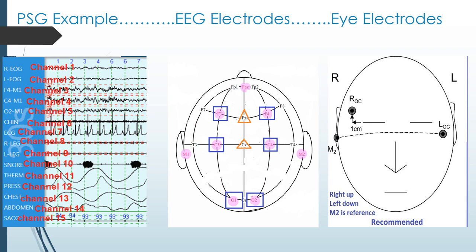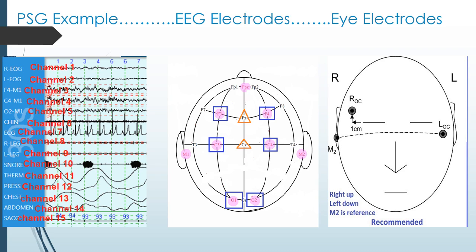So we have 2 inputs, one being F4, the other one being M1, M1 being the reference, and anything that's the same between those 2 electrodes is being dumped out. Any electrical activity that is different is being recorded on the screen.